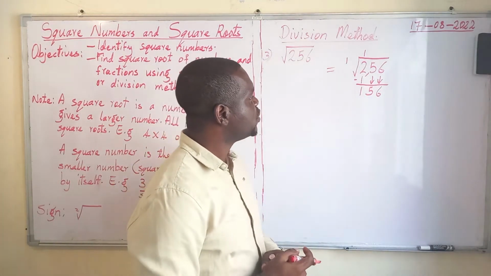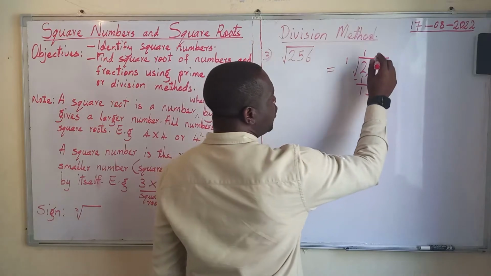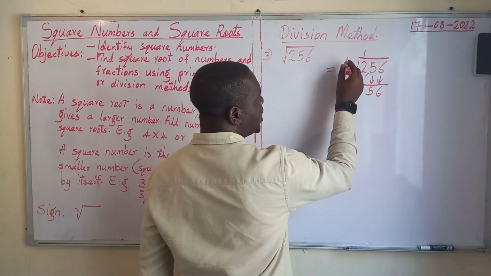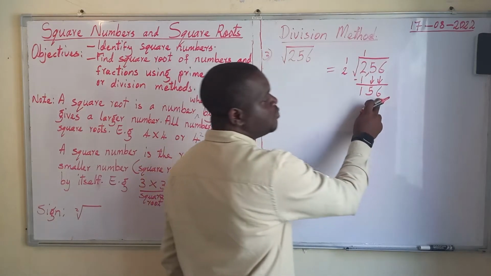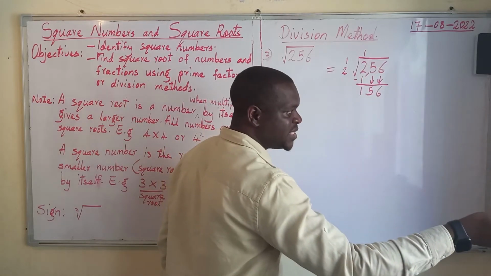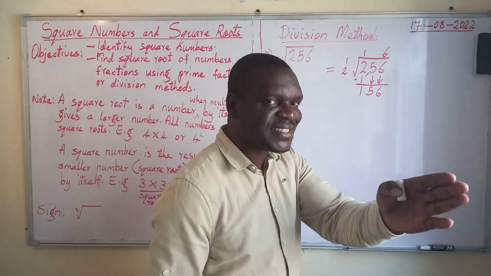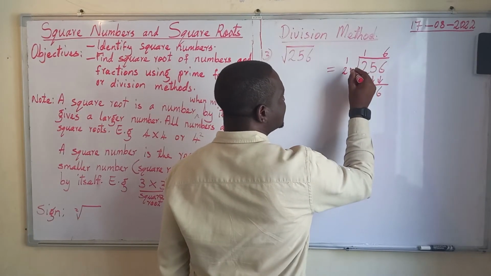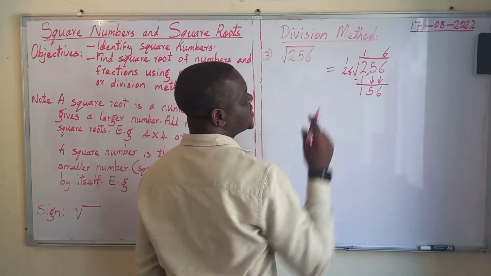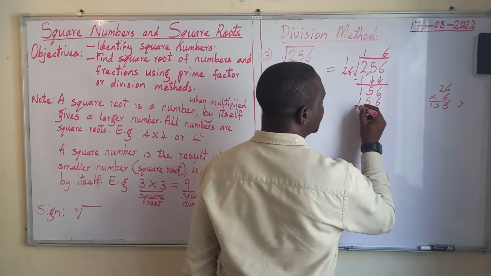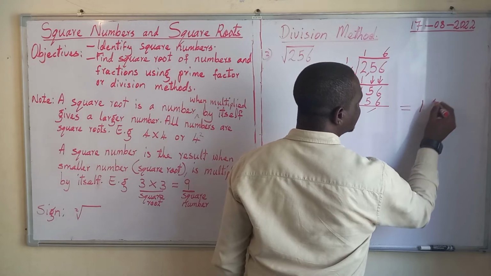The next question to ask yourself: which number, when multiplied by itself, gives an answer that ends with 6? Before you do that, you double this number. Here it is 1. If you double it, you multiply by 2, you are going to have 2. The number that, multiplied by itself, gives an answer that ends with 6 is 6, because 6 times 6 will give 36. So you write 6 above and 6 beside the 2. This gives you 26. 6 times 26, you write 156 below here, and you find the difference, which is 0. Our answer will be equal to 16.